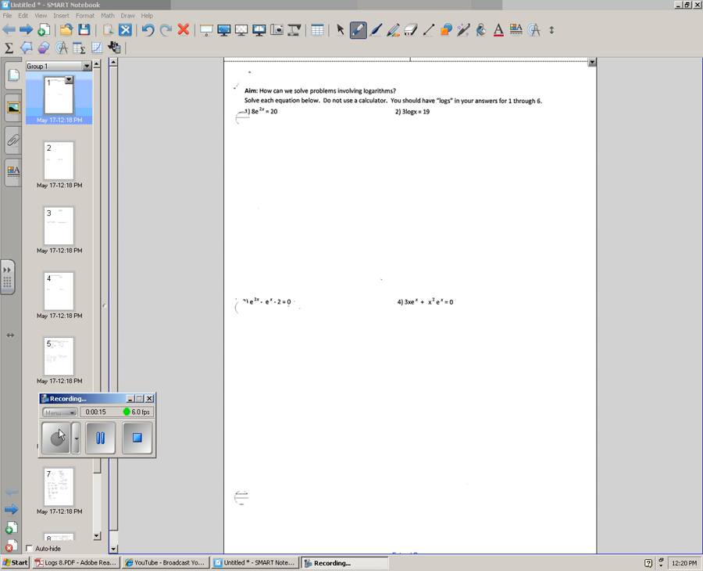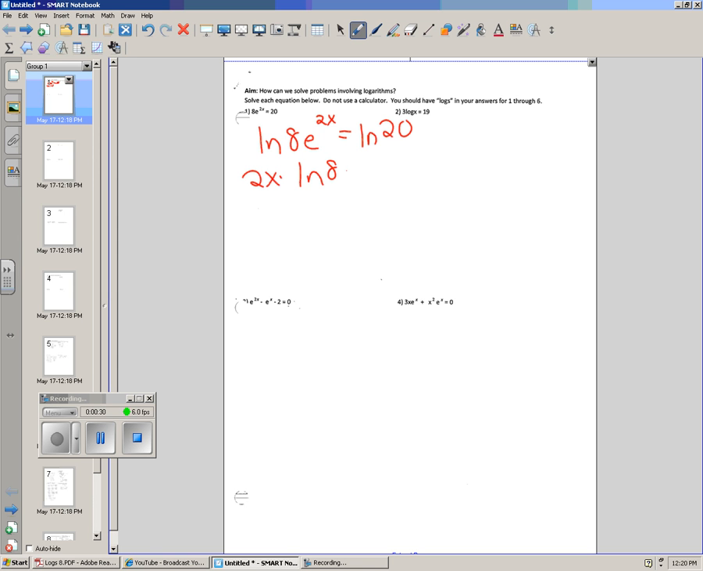So for number one, a really common mistake I've seen is for kids to say ln of the left side equals ln of the right side, which that part's correct. Then they move the 2x in front. The problem with doing that is that the 2x is not the exponent for the entire value here. It's only the exponent for the e. So you couldn't put the 2x in front in that case.